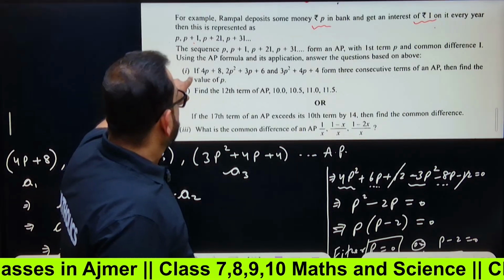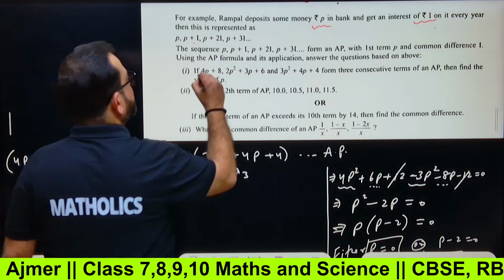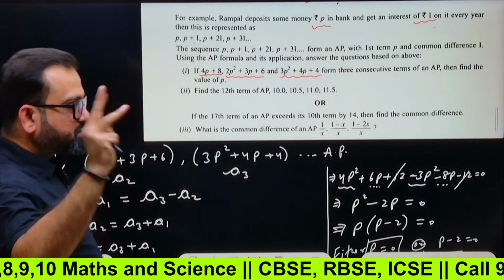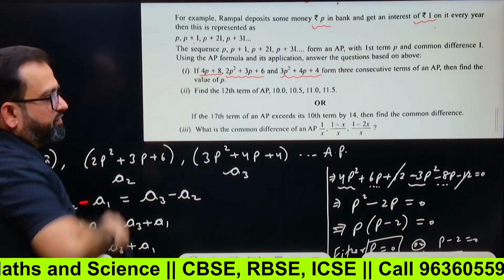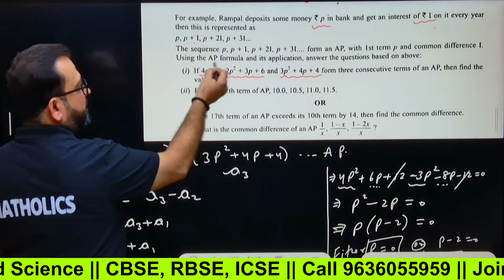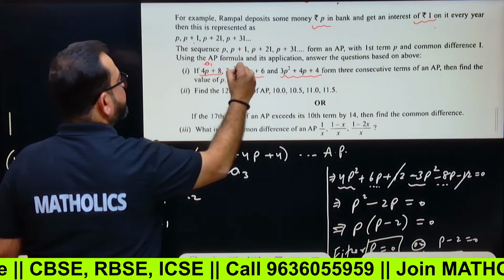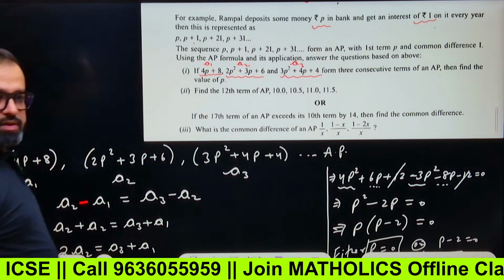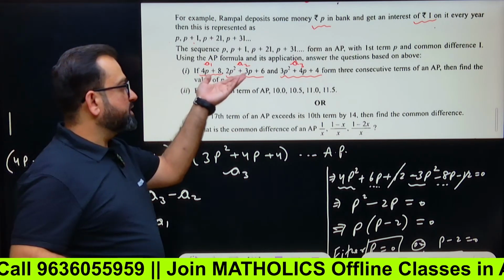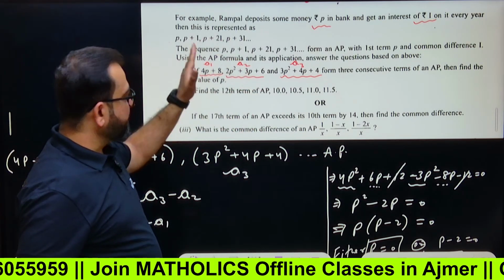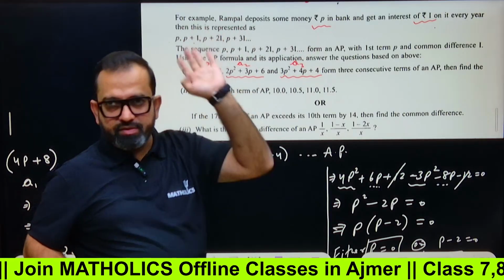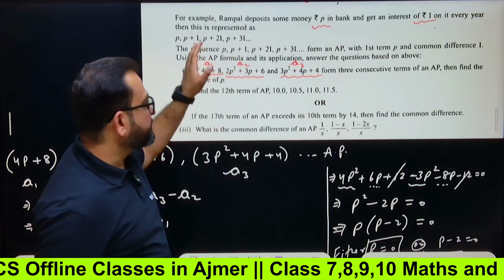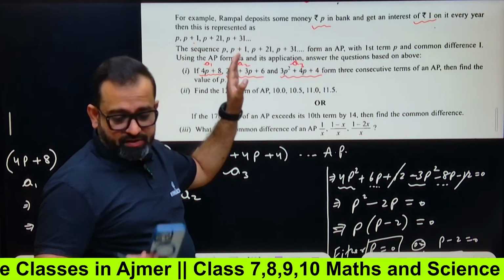These are terms. This is the first term. This is the second term. And this is the third. They form 3 consecutive terms of an AP. Then find the value of P. So what is AP? This is A1, A2, A3. This is the first term A1. This is the second term A2. This is the third term A3. Now how to solve this? Common difference will be the same. A2 minus A1 will be A3 minus A2. You know this concept? In an arithmetic progression, common difference is the same. So second term minus first term will be equal to third term minus second term. This is the concept.